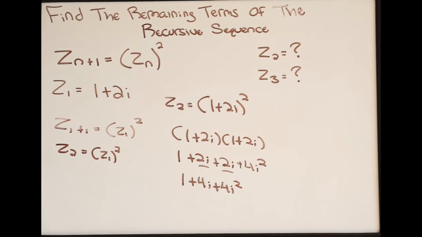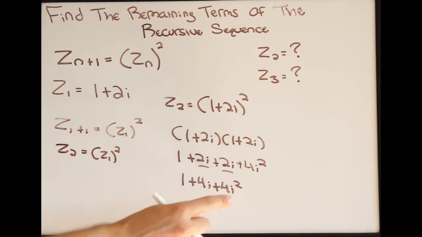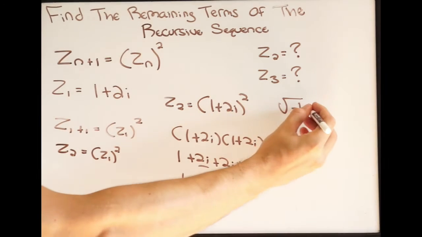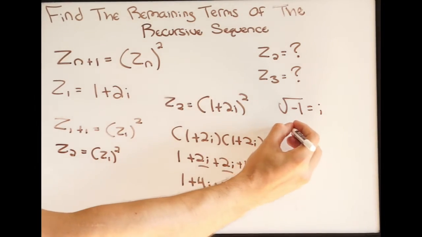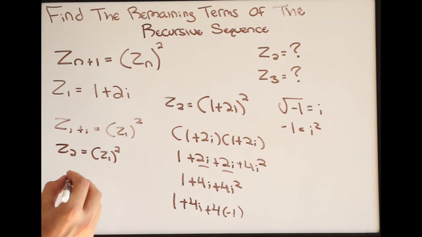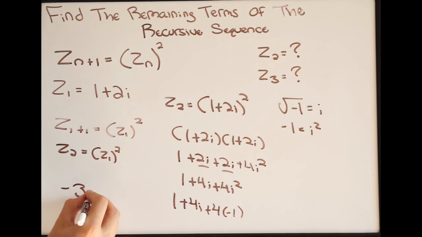Now we know that i squared is equal to negative 1. So wherever I see i squared, I'm going to replace that with negative 1. And in case you forgot, we know that the square root of negative 1 is equal to i. So if we square both sides, we know that negative 1 is equal to i squared. Okay? So plugging in a negative 1 wherever we see i squared, we get 1 plus 4i plus 4 times a negative 1. Alright, so now we're going to get 1. This is going to give us negative 4, so we're doing 1 and a negative 4. That's going to give us negative 3, so we get negative 3 plus 4i. This is what z of 2 is going to be.